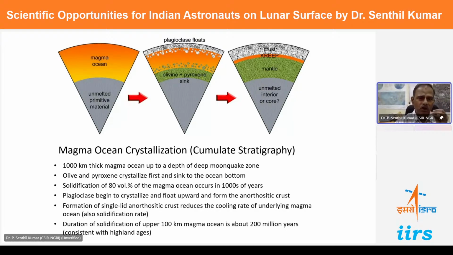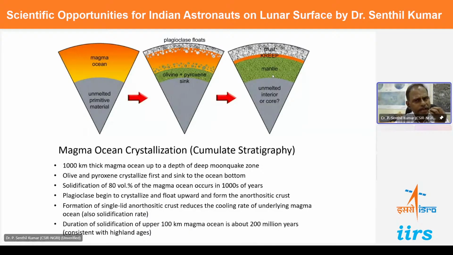The mantle, which is olivine and pyroxene, forms the mantle part of the moon. And the residual liquid is highly enriched in potassium, rare earth elements, and phosphorus. That layer, called KREEP, which occurs between crust and mantle, is made of highly radiogenic materials.